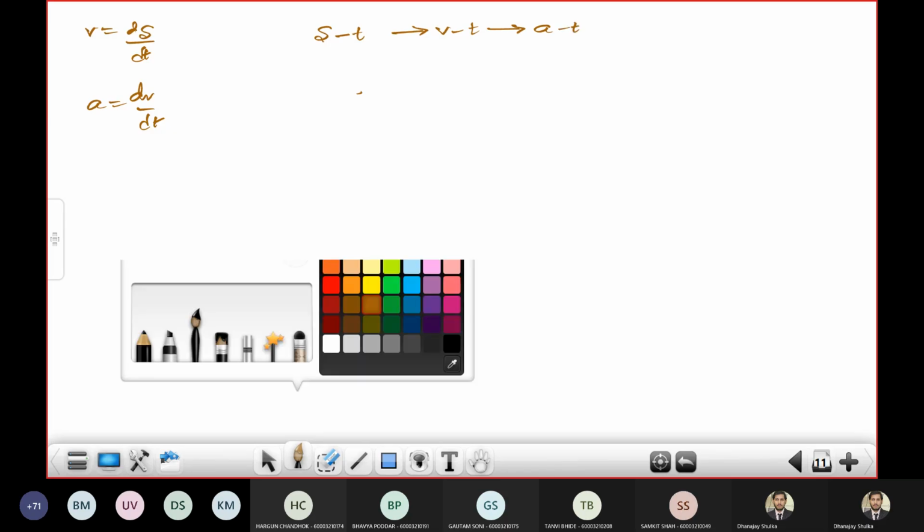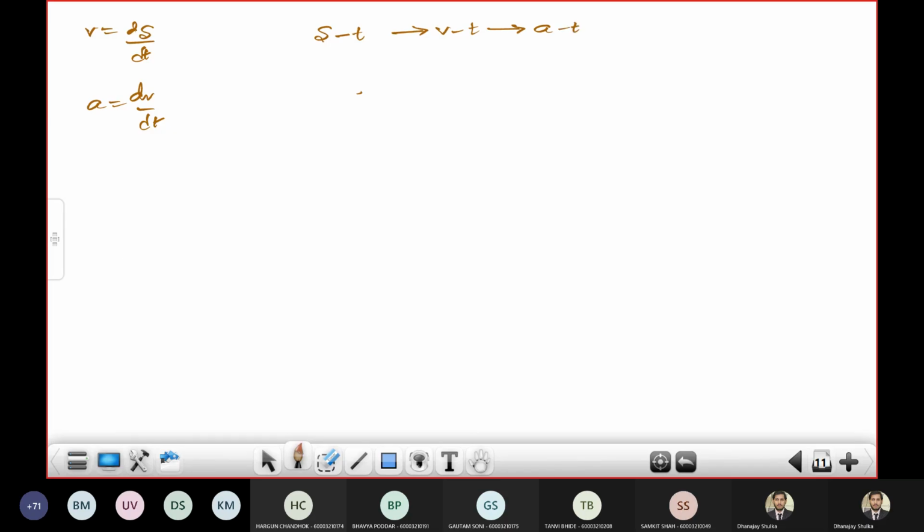You all know that velocity is ds by dt, right? And acceleration is dv by dt, right? So if you know the ST curve, you can get the VT curve, and from the VT curve, you can get the AT curve. This process we can apply through differentiation. Is it clear? Yes, sir.